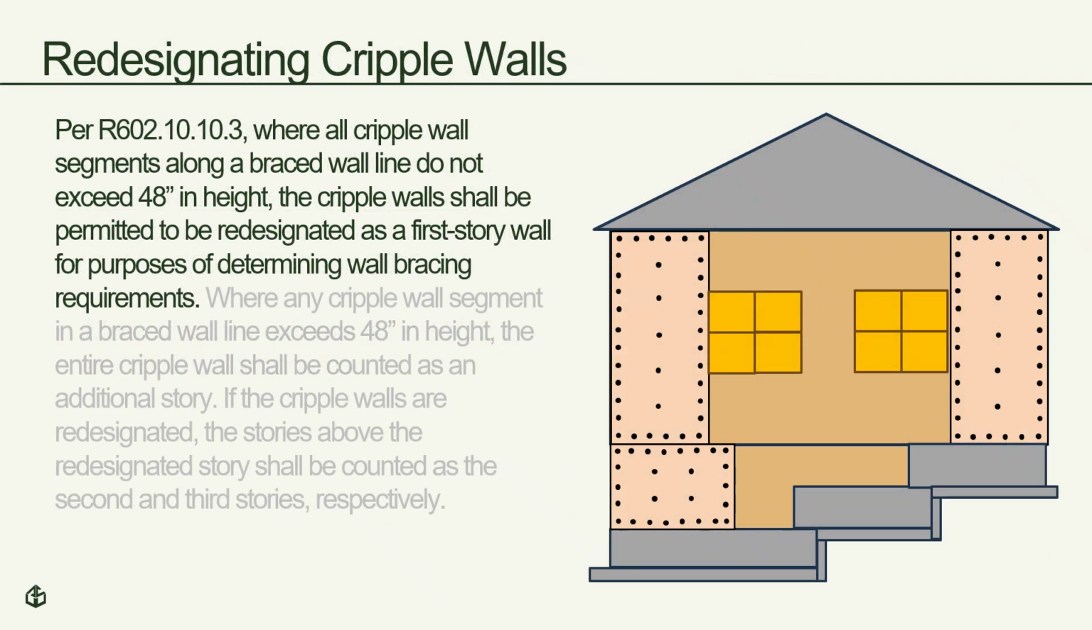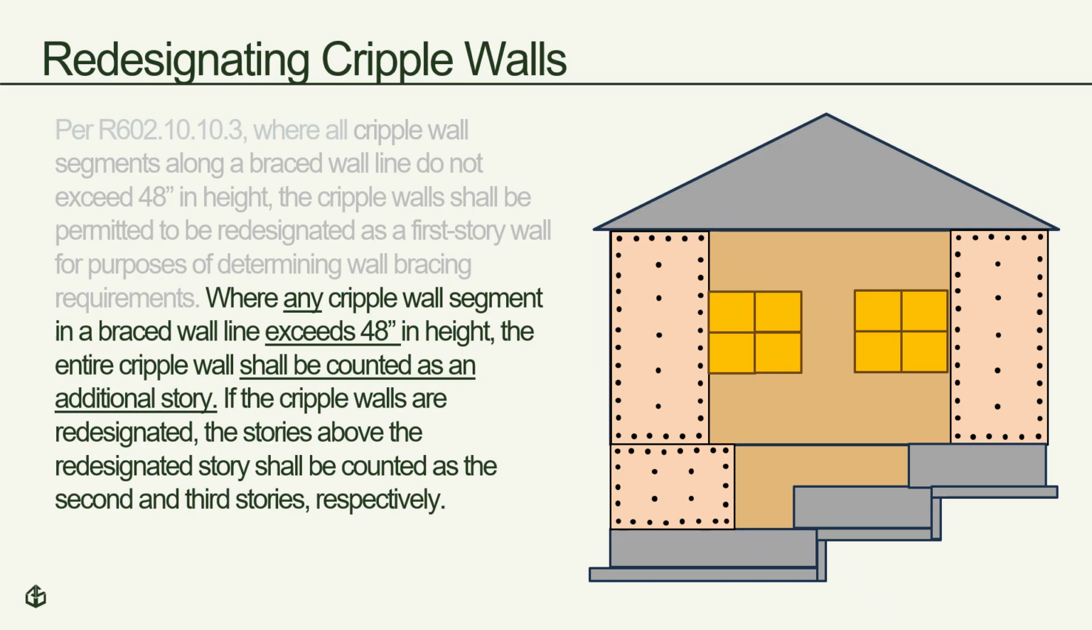The code provides an option to address the transferring of the loads through the cripple walls that are less than 48 inches in height by treating the cripple wall as a story. By doing this, they meet the IRC provisions as the first story, and therefore the story above becomes a second story above grade plane.